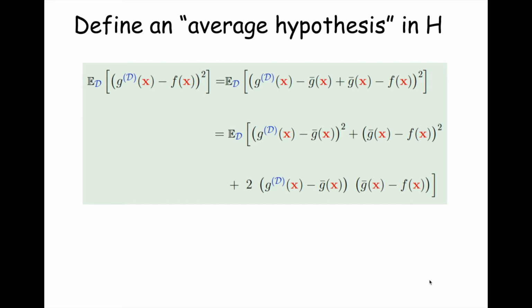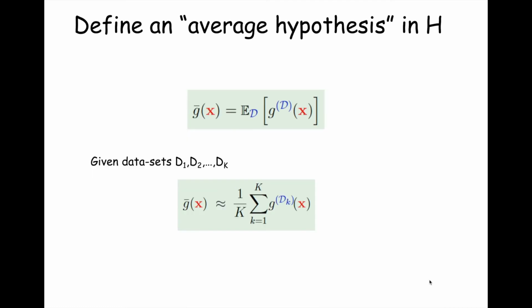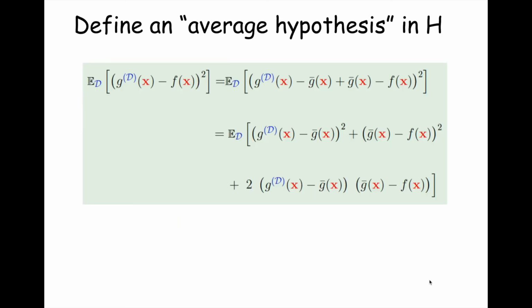Now, the expectation of g script d of x, well, that's just g bar, right? That's what we started with. If we go back one slide, g bar is the average best hypothesis. And that's exactly the expectation with respect to the data set, script d, of g script d of x, okay? And so essentially what happens here, this term under the expectation with respect to d, you're going to get g bar of x minus g bar of x. So you have 2 times g bar of x minus g bar of x times that g bar of x minus f of x.